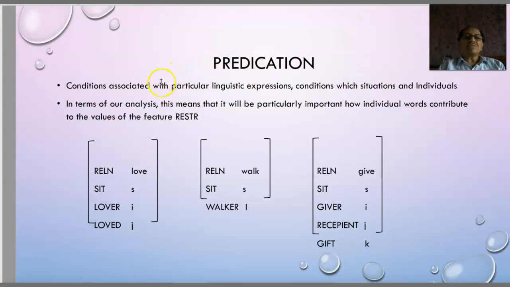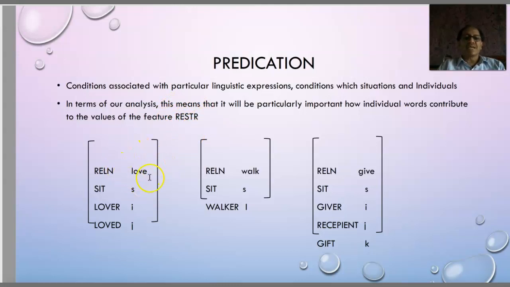Right? So in terms of analysis, it means that it will be particularly important how individual words contribute to the values of the feature restriction. So each word in the sentence contributes a value, and that value is given here in the restriction. That value, in the sense, is a condition. Let's see how it works.